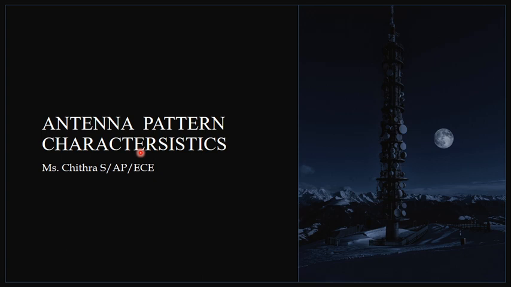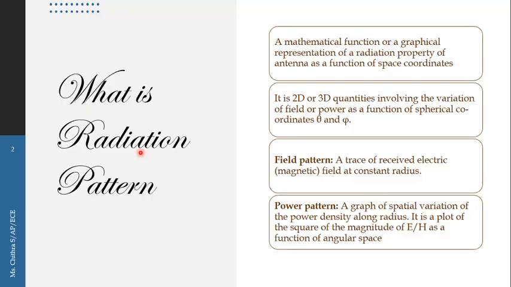So we speak about radiation, but we need to visualize how the radiation will be present. For such kind of visualizations, we are going to define radiation patterns. So radiation patterns are nothing but they are either mathematical functions or graphical representation of how the radiation of an antenna appears as a function of space coordinates.